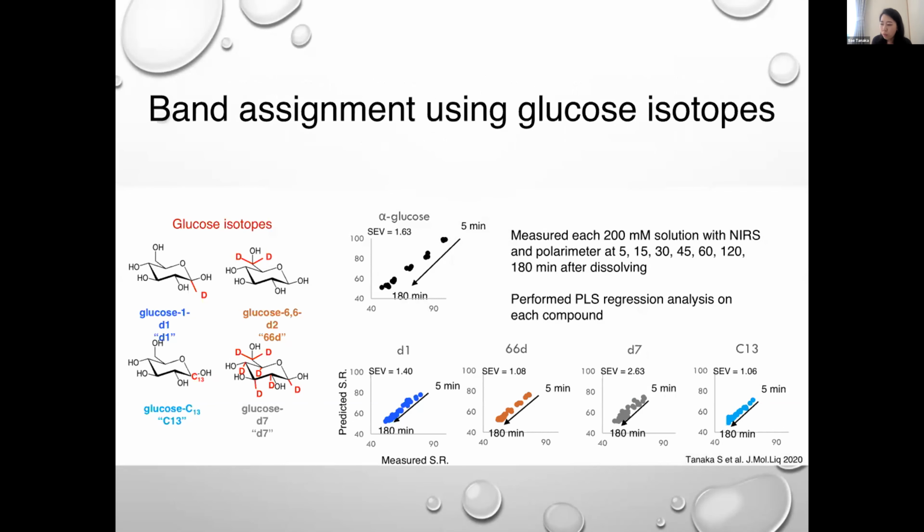Here, I use four kinds of glucose isotopes. You don't have to remember them. I'll show them here till the last slide. In glucose 1-D1, hydrogen on the C1 carbon is replaced with deuterium. I call it D1 hereafter.